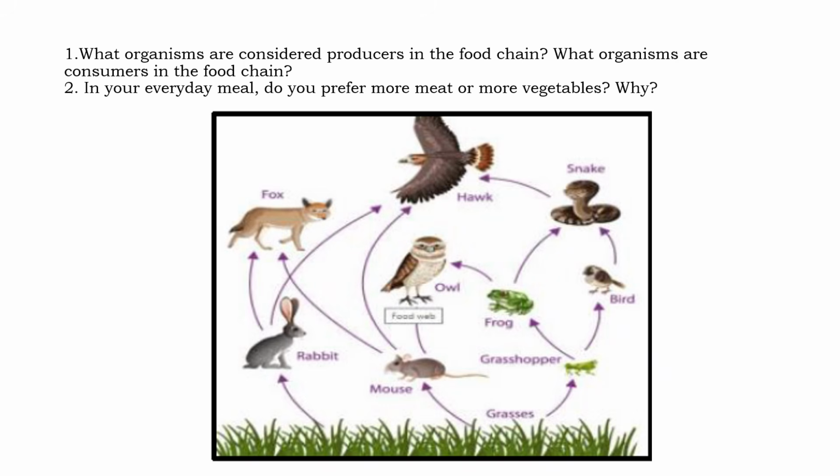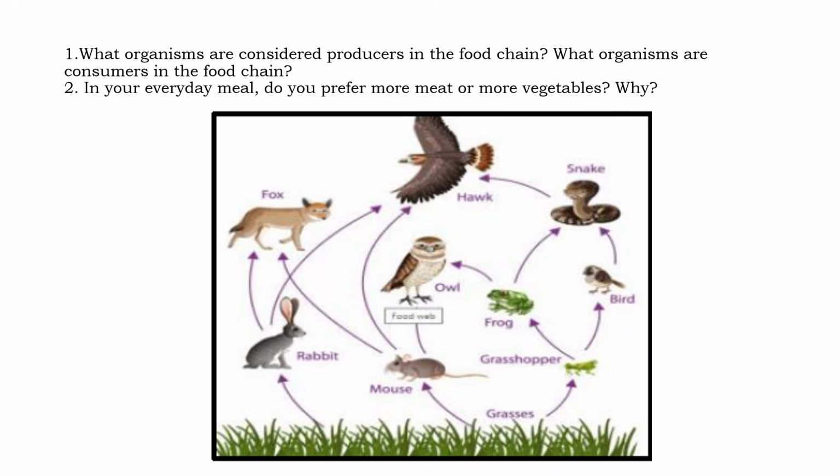So why is it called a web? It's called a web because animals often have more than one food source. For example, the hawk can eat both snake and owl. The fox can eat both rabbit and mouse. This shows how interconnected life is in nature.